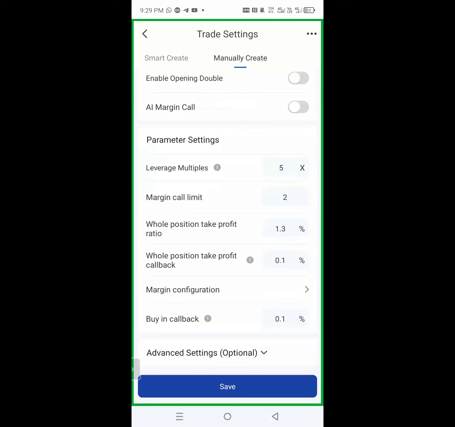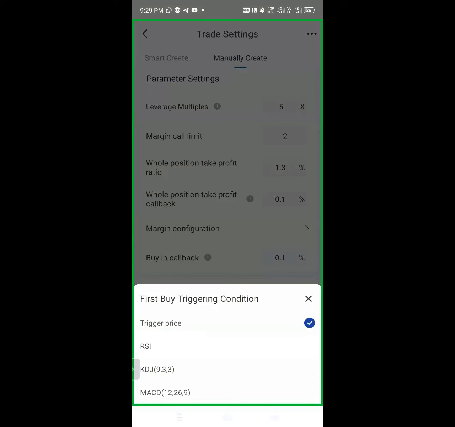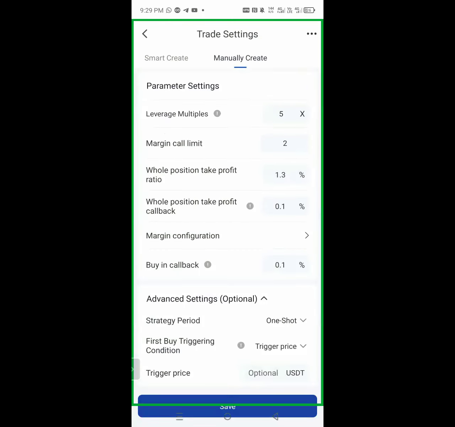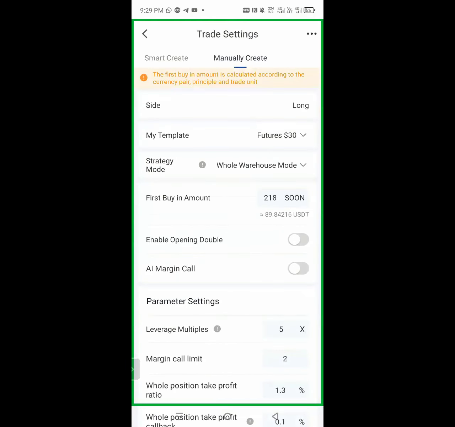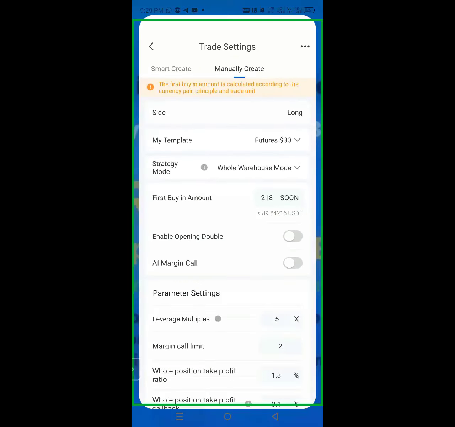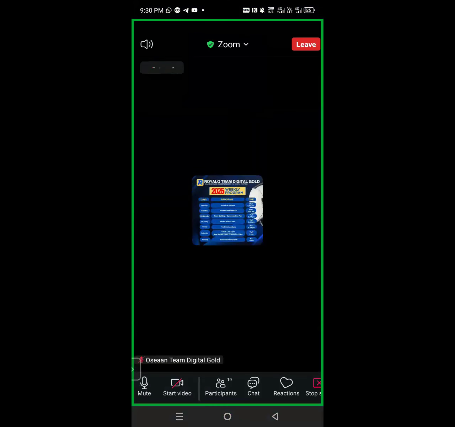Tomorrow we also will be talking about the MACD, the indicators for both spot and futures. So let's see if we have questions on this. The first buying amount, how we got it. The leverage, we are advised to use either 2 or 3 or 4 or 5. Don't go above 5. So let's see if we have questions on the trade settings. Please, is there a question? We are almost rounding up.